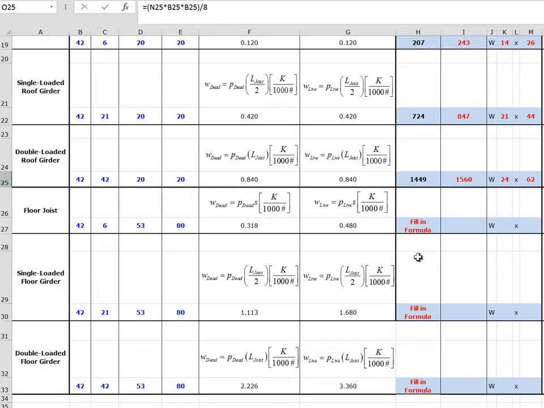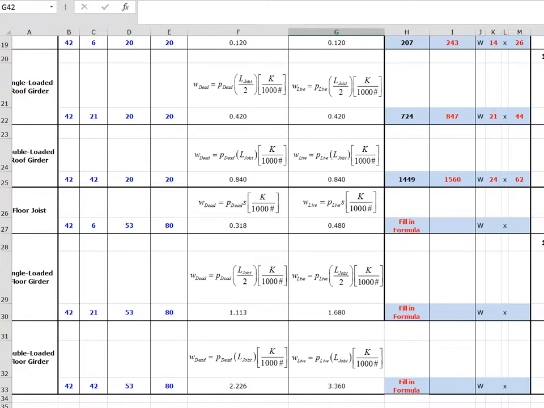So what we're going to ask you to do, and by the way, this number is slightly different, as I said, between what you've been using so far, but that's a good number for sizing the floor of an office space. And I'm going to ask you to fill in the formulas here. So I put in this formula and that one, but I'm going to ask you to put in those three. And then you're also going to select the members that have an adequate moment of inertia. You're going to write in the depth and the weight per foot here.